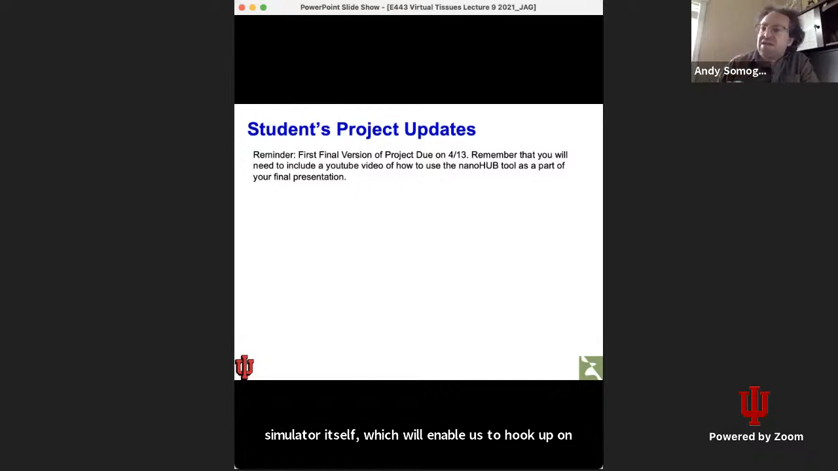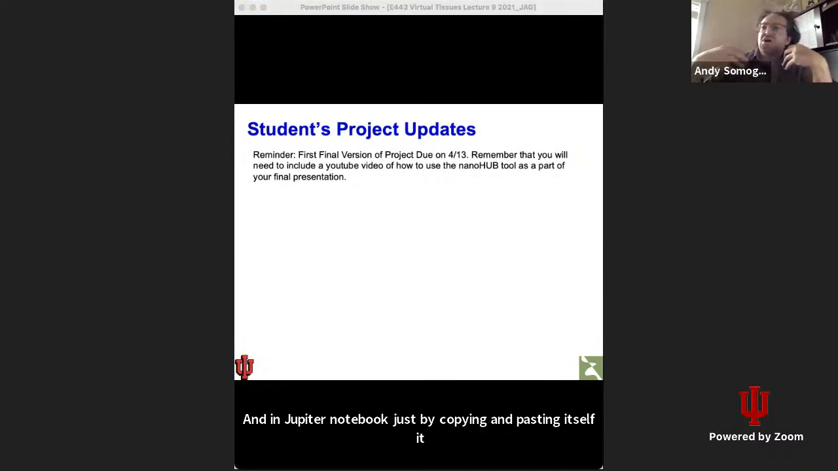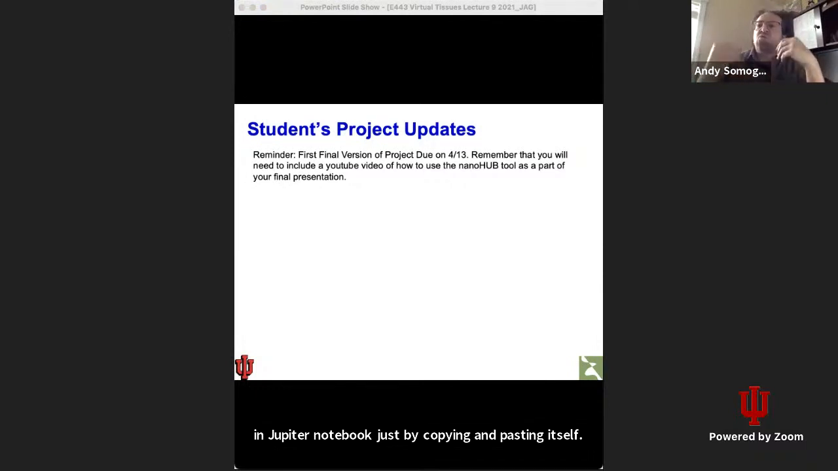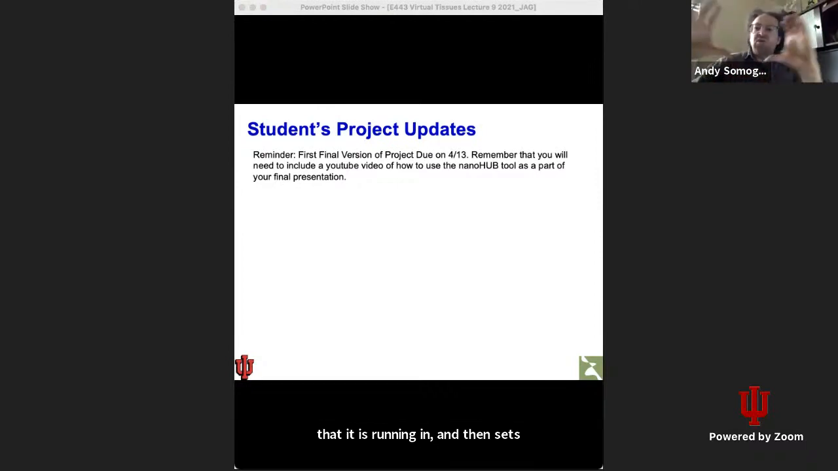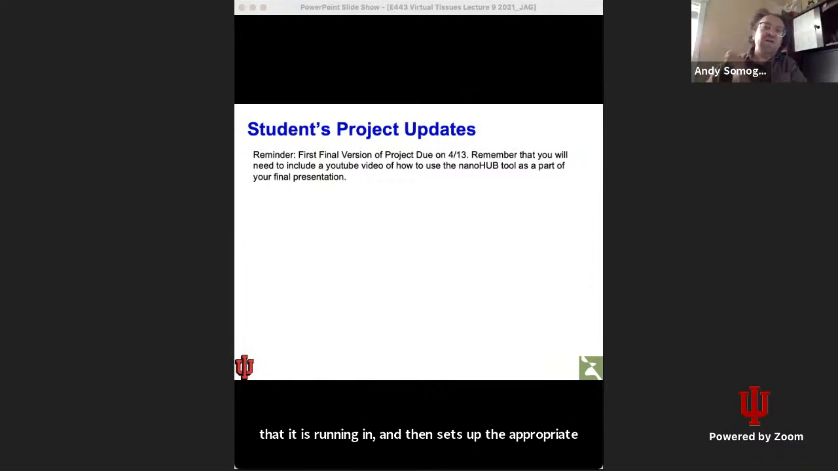And the advantage of that is that end users could run literally the exact same Python code on desktop and in Jupyter Notebook just by copying and pasting it. So the simulator figures out what environment it is running in and then sets up the appropriate windowing system and communication mechanism with the other bits.